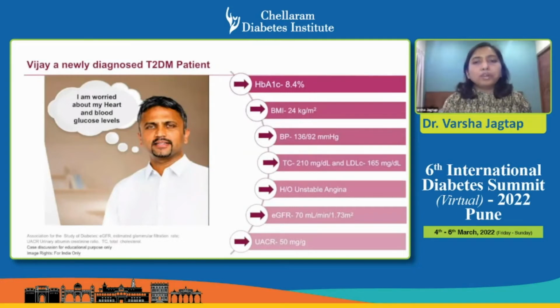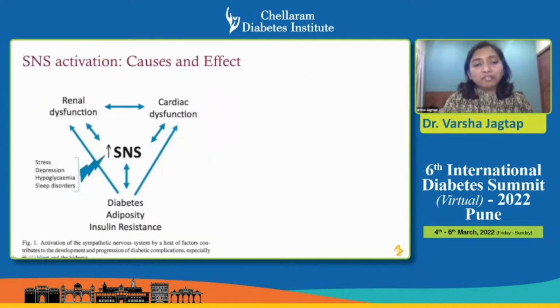We all know that we need to bring his HbA1c as close to normal as possible, say even up to 6.5, without causing hypoglycemia. We need to intensify the statin therapy if he is on one, and we need to address the microalbuminuria. But having done all this, do we address the risk completely, or are there still some other risk factors left? Yes, there are. One of the risk factors which is left is sympathetic nervous system activation.